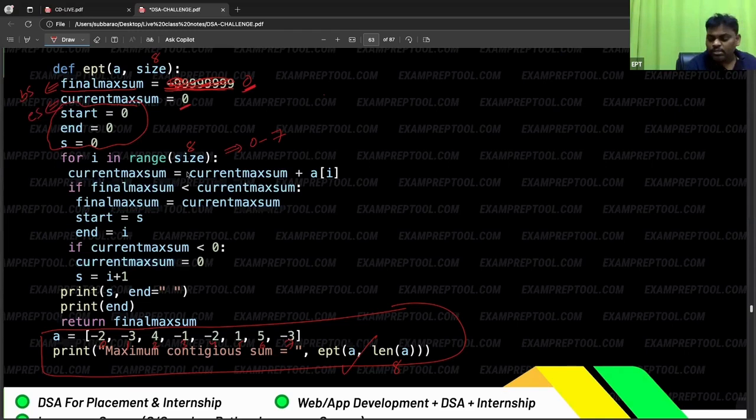Now see, current sum is equal to current sum plus A of I. So add it. After adding, please check final sum and current sum. If final sum is less than current sum, update it. Next one, if current sum is less than 0, it means the previous things you have to truncate. So current sum is again 0, then start the normal story.